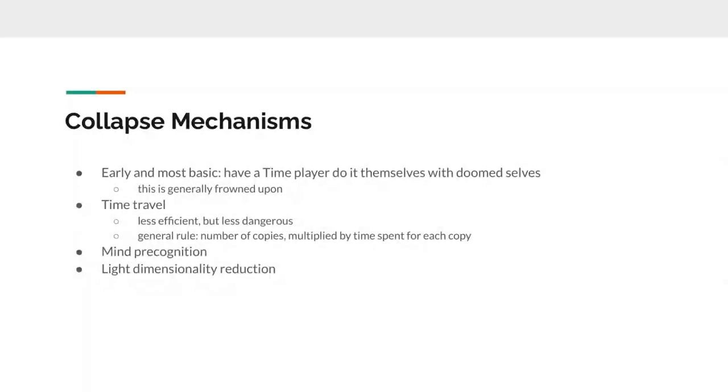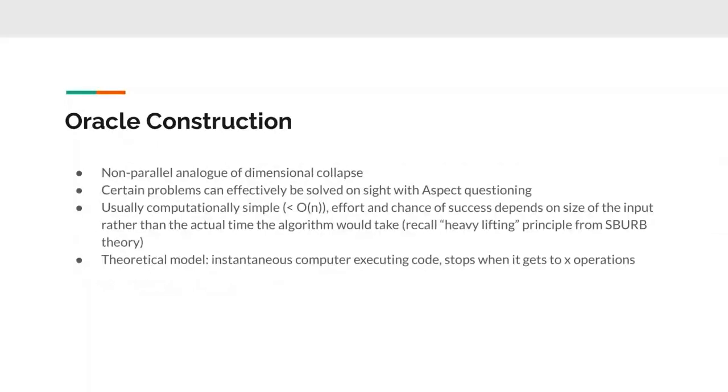You can also do it with mind precognition, which lets you go down multiple timelines in light dimensionality, which lets you foresee multiple timelines and the result of a given problem in multiple timelines if you're careful enough. You can also use light dimensionality reduction, which is kind of like a Fourier transform on the event space. We will discuss it later in the course, probably about in 5 classes. For non-parallelizable things, we have oracle construction, the non-parallel analog of dimensional collapse.